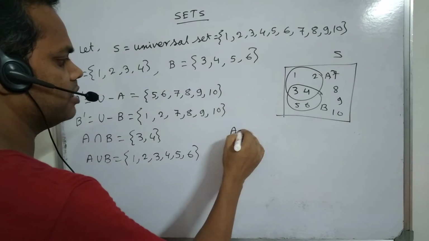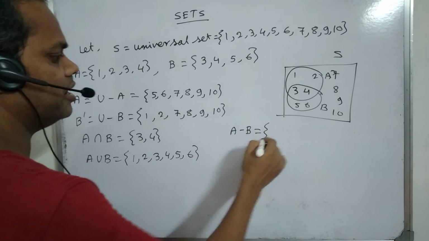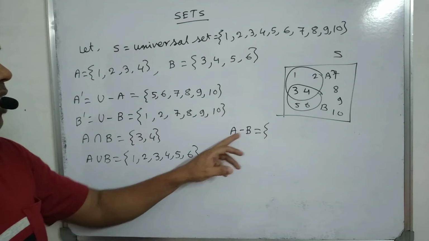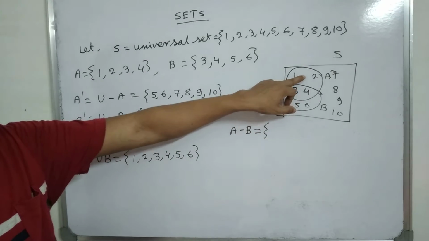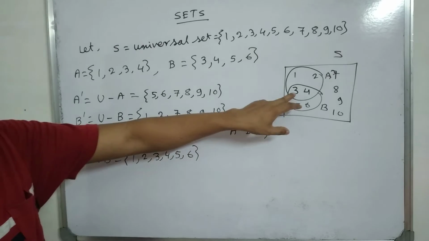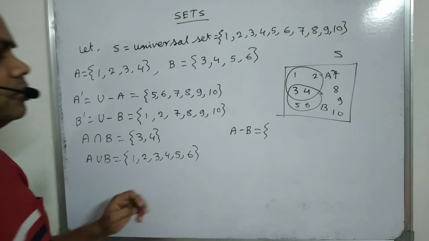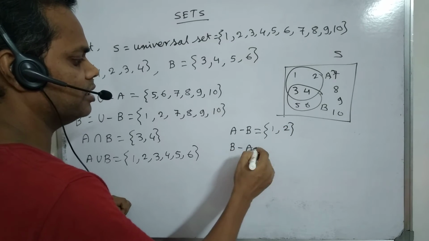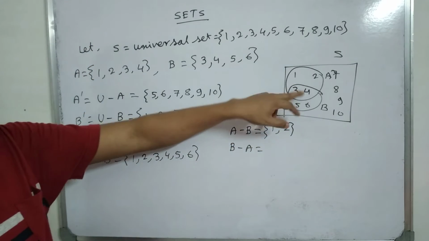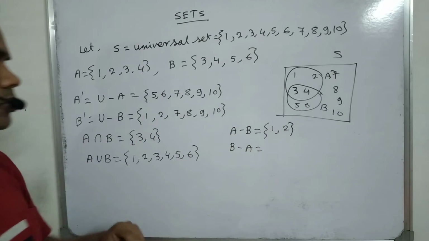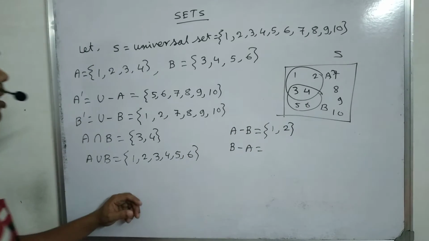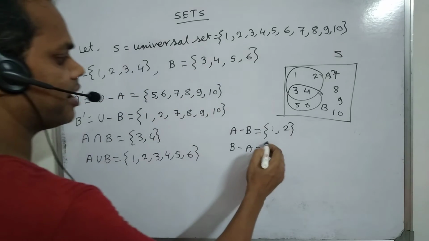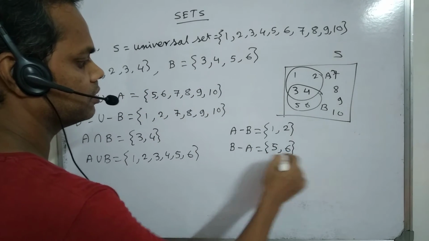Now A minus B. A minus B means common elements of A and B subtracted from A. Common elements of A and B are 3, 4, which are subtracted from A. It becomes 1, 2. B minus A: common elements of A and B, 3, 4, are subtracted from B. It remains 5 and 6 only.